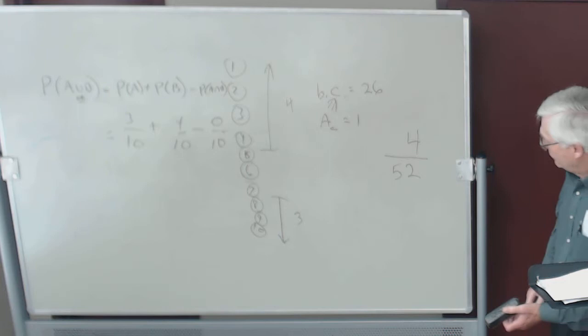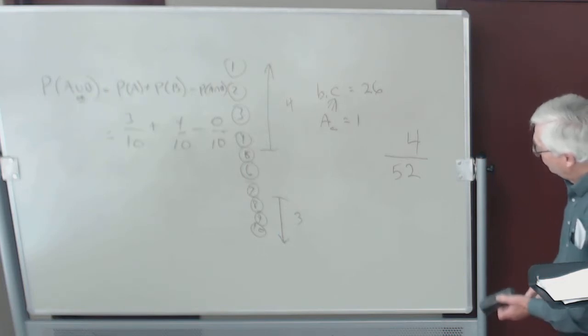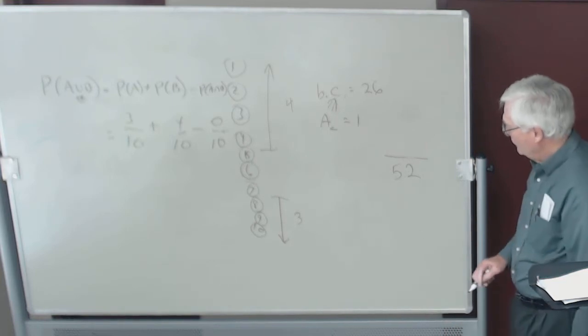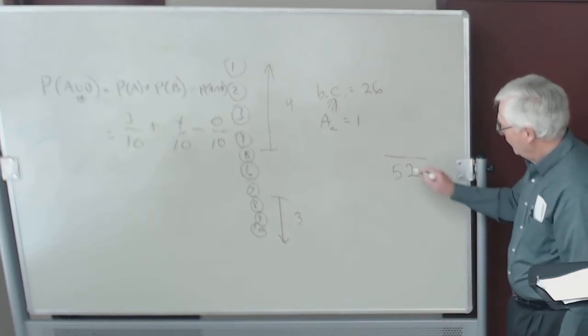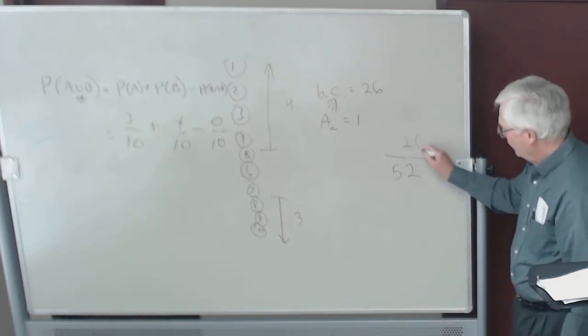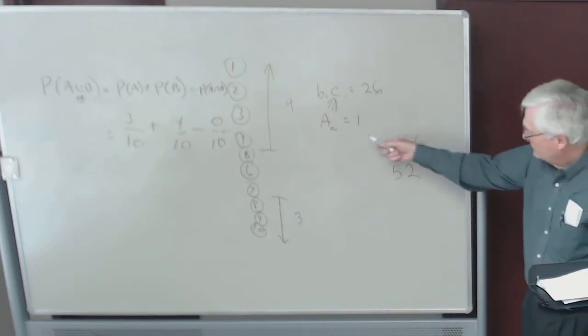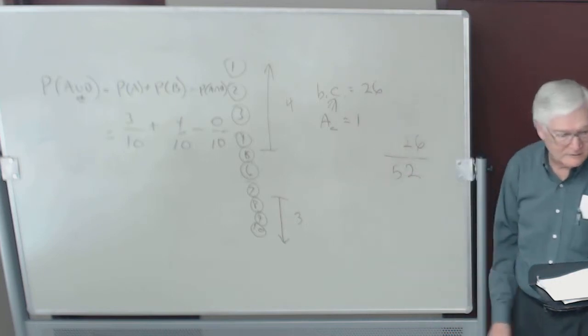So what would that be? Out of 52? 26 over 26, right? Because the ace of clubs is one of these black cards.